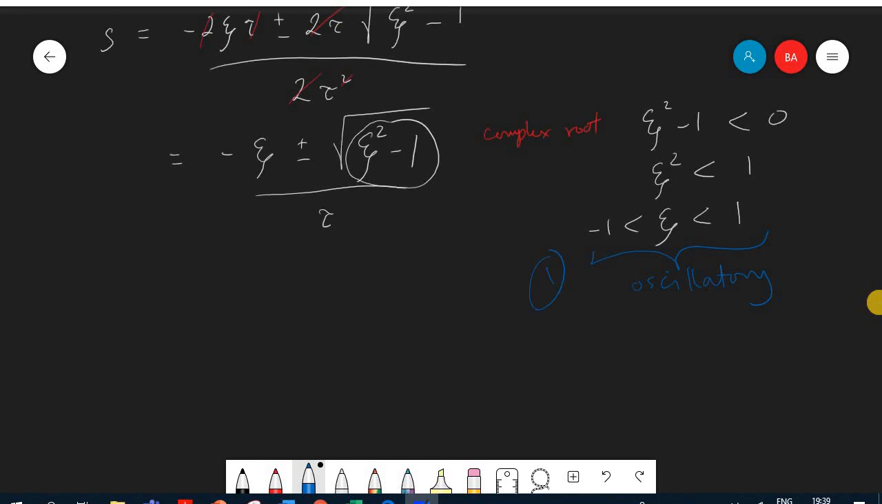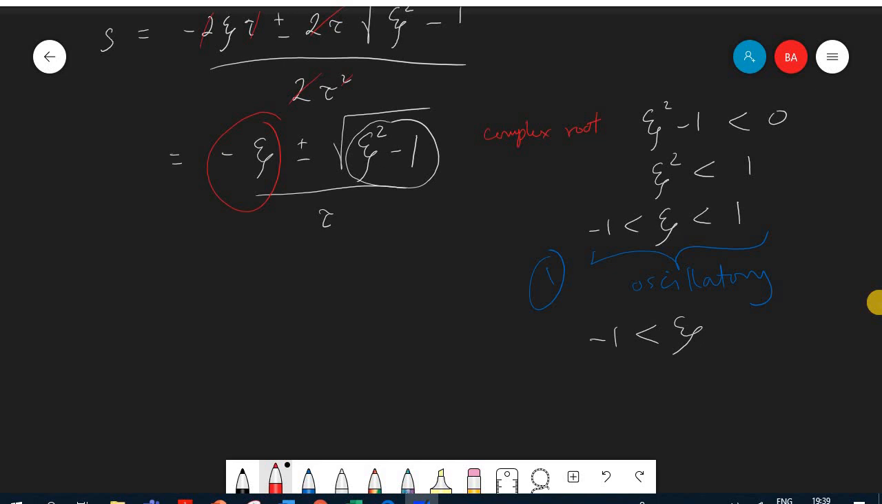However, we need to consider something: if xi is negative, what will happen? This term here will be positive.